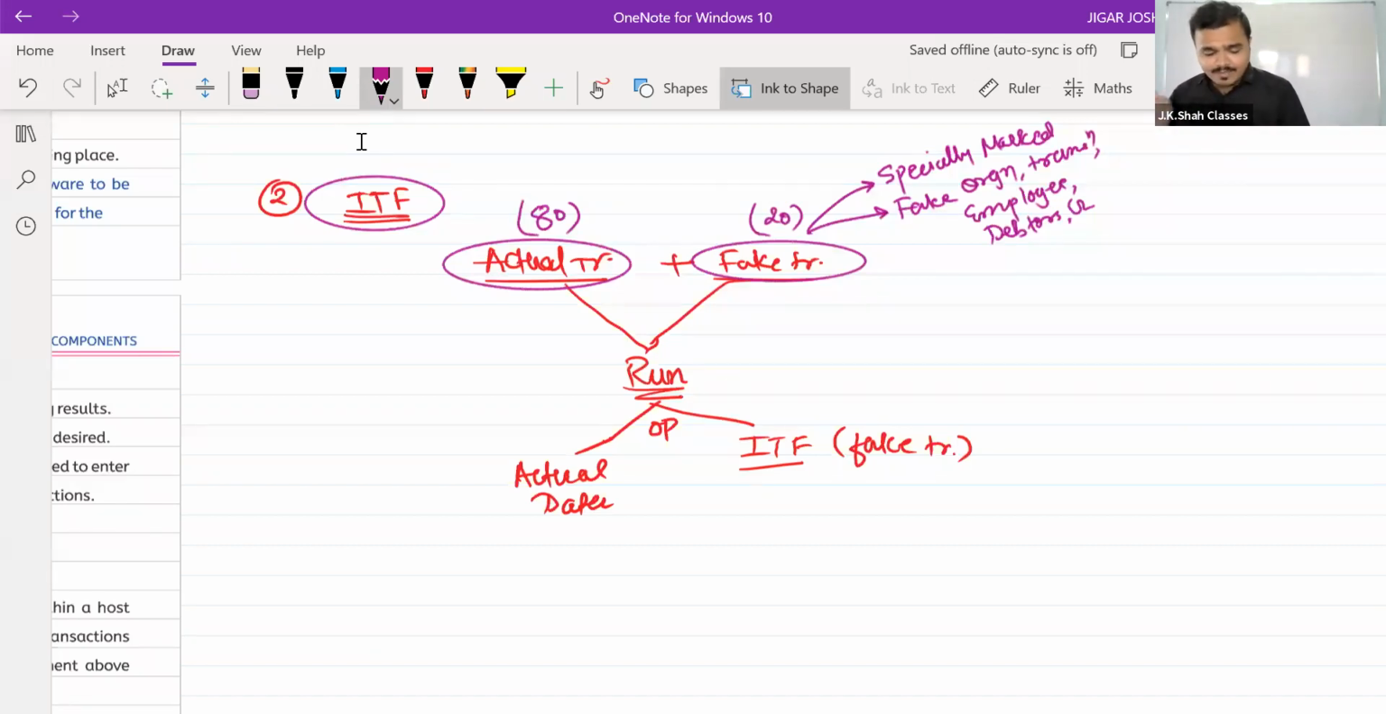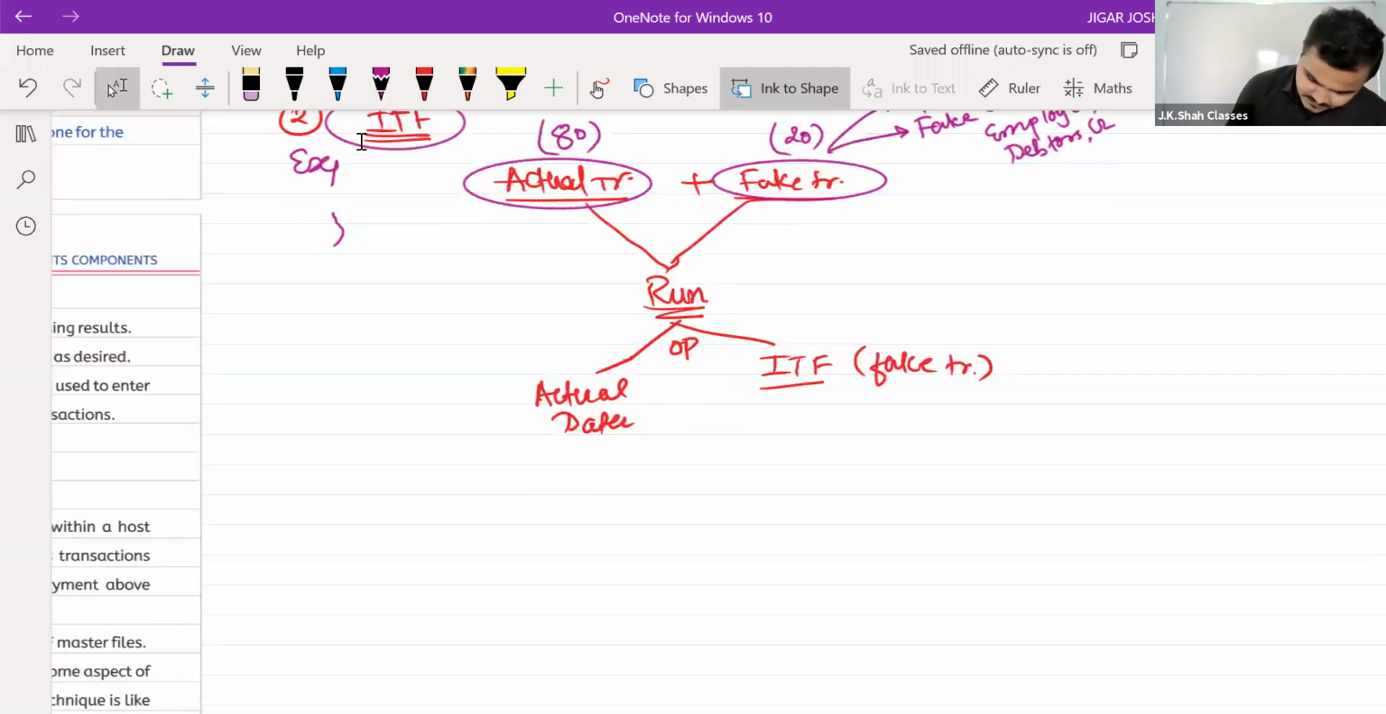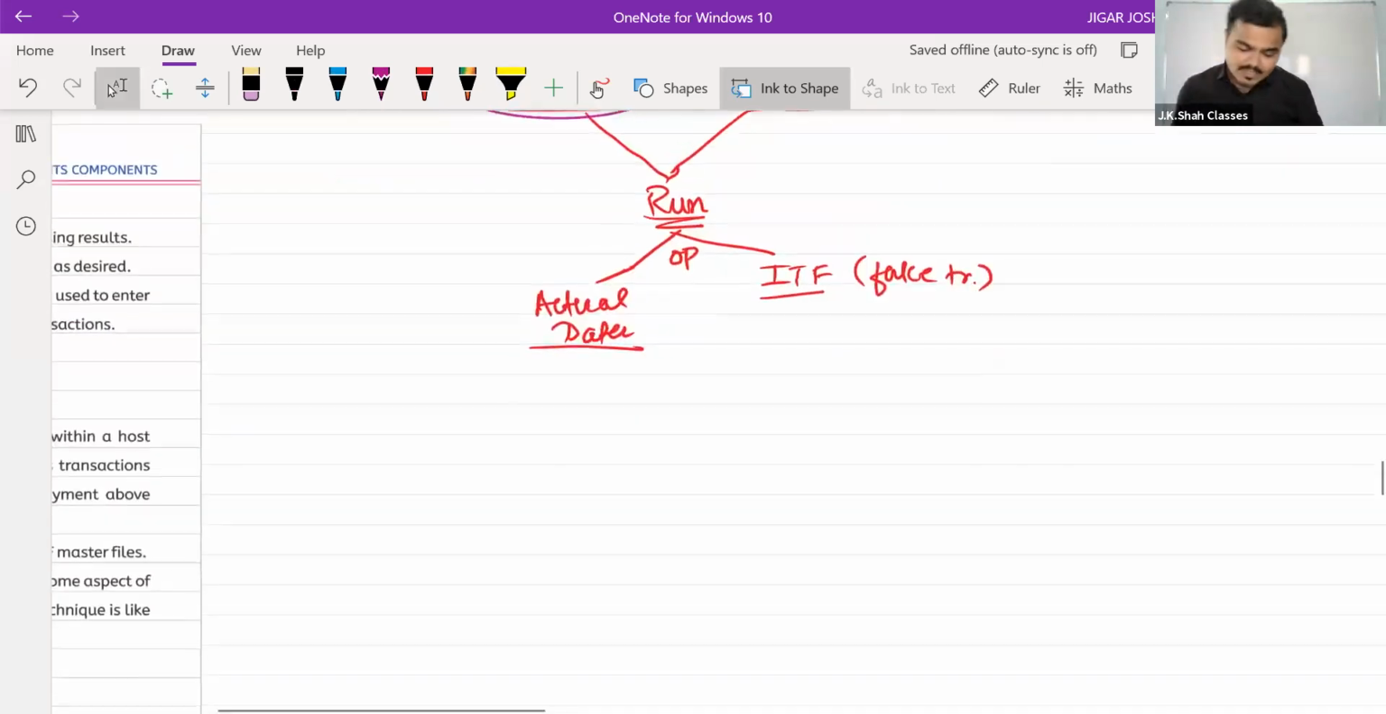Now tell me, how many actual transactions were there? Sir, 80. How many fake transactions did you add into the system? Sir, 20. Together, sir, 100. When the system processes the result, it will generate the output, yes or no? Yes, sir. Suppose, my dear student, what is your expected output? Sir, my expected output is that 80 transactions should come into the category of actual transactions and 20 transactions should come into the fake category. Yes or no? Yes, sir.